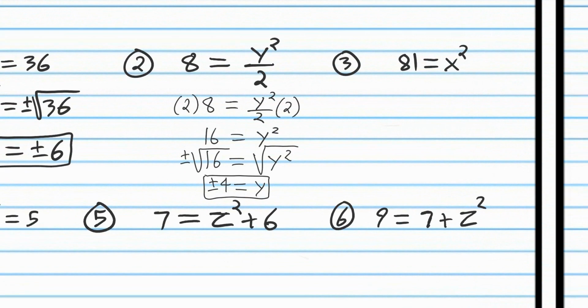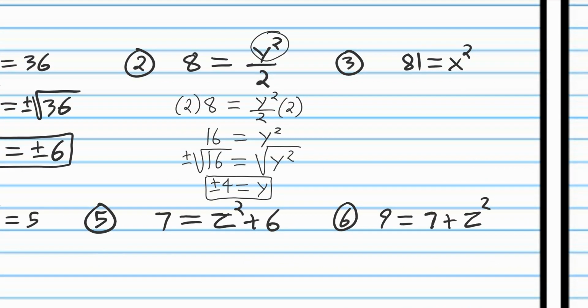So plus or minus 4 works. So if you plug in 4, you get 16 divided by 2 is 8, so it works. If you plug in negative 4, you get negative 4 times negative 4 is 16, divided by 2 is 8. So both of those answers work.